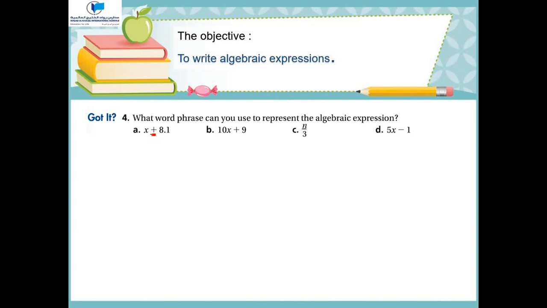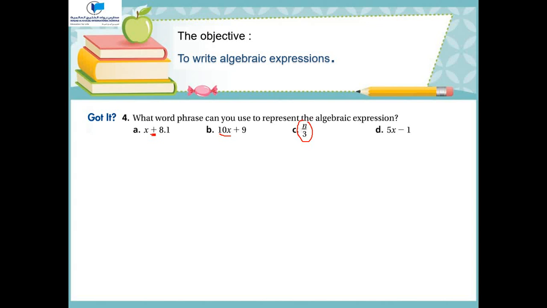Now the second one. For the first part, the product of 10 and x. Just follow your expression. The product of 10 and x more than 9, or you can say 9 more than the product of 10 and x. I'll show you all the answers after I finish. n over 3, which means we can say the quotient of n and 3, or n divided by 3. That's another way.